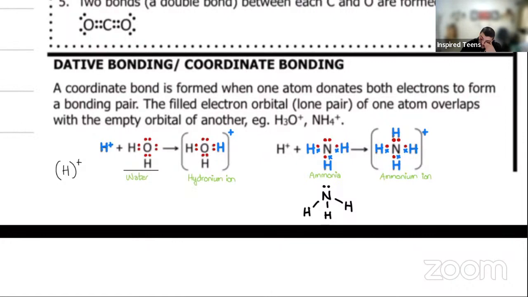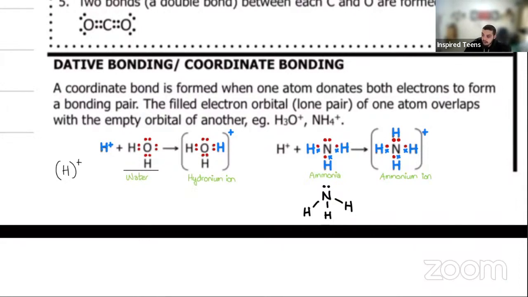Okay, where's the bracket? Okay, NH4, PH4 plus. So PH4 plus, that's an example. Is that an example of dative covalent bonding? Okay, NH4 plus. So these are examples of dative covalent bonding.